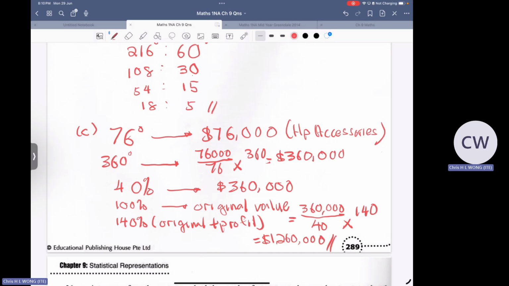Okay. Now, 360,000 represent 40% of the original value. Yeah. 40% is 360,000 profit. 100% is actually original value. But what we want is total, right? Total revenue is actually this plus this. Original value plus the profit is equals to 140%, which is 360 divided by 40 times 140. Same thing like, you always use that one relation, right? Yeah. And you get this already.